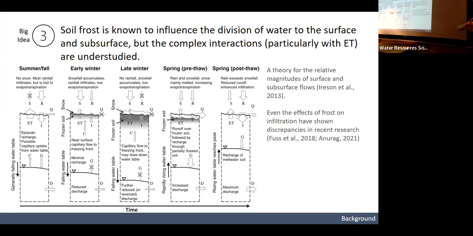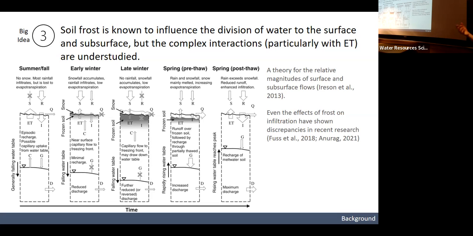So we know pretty well that soil frost affects the infiltration of water. So more soil frost fills up the pore space and limits the amount of water that can kind of percolate into the soil column. Although, to be honest, even this has been shown to have some discrepancies in recent research. So a lot of models right now just assume that since it affects infiltration, if there is soil frost present, we're just going to assume there's no infiltration and all of it becomes surface runoff, which is kind of a bold assumption and isn't necessarily true in a lot of cases.